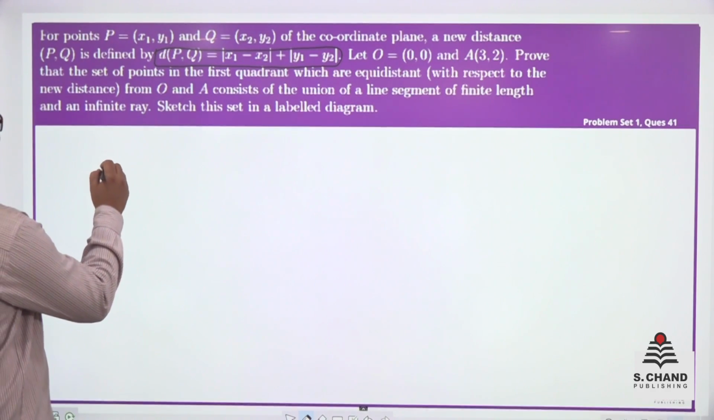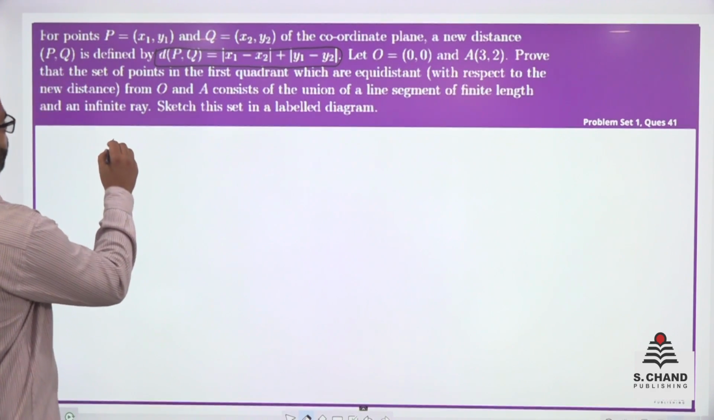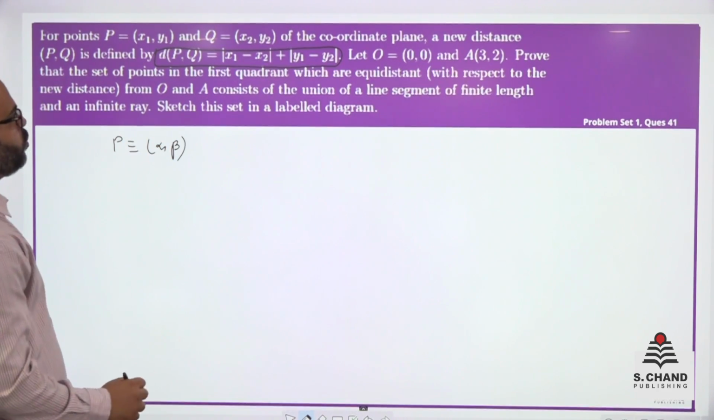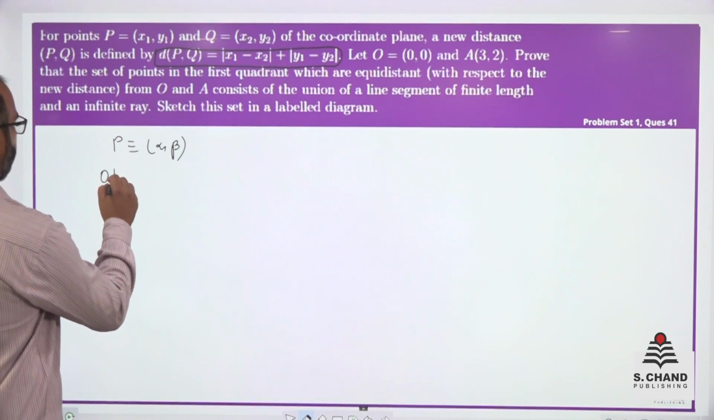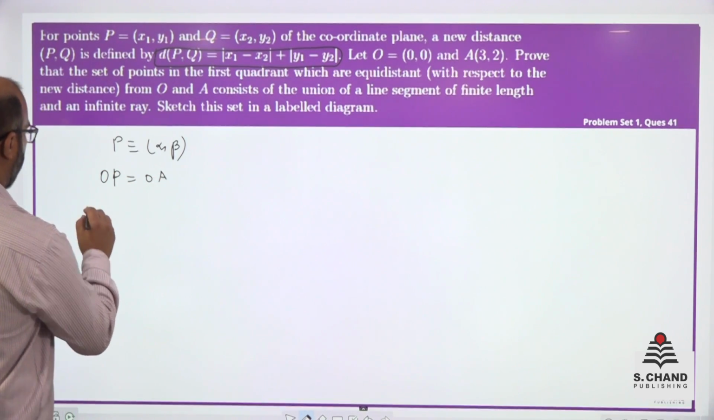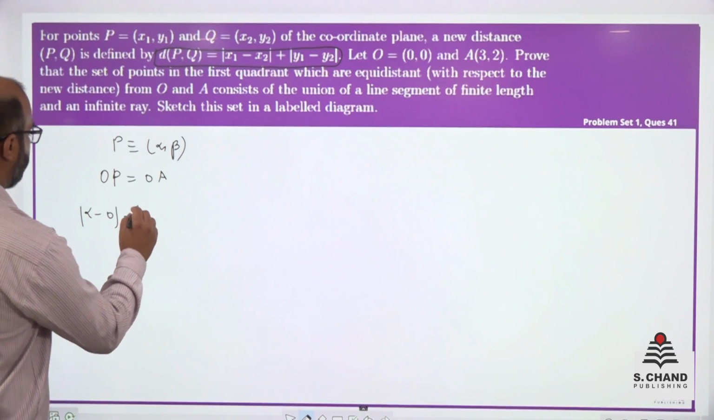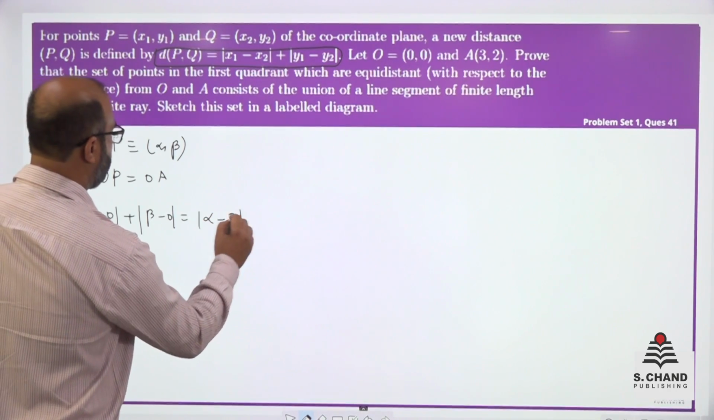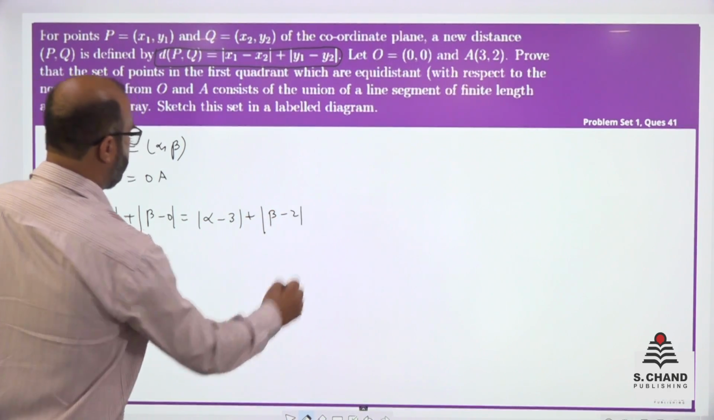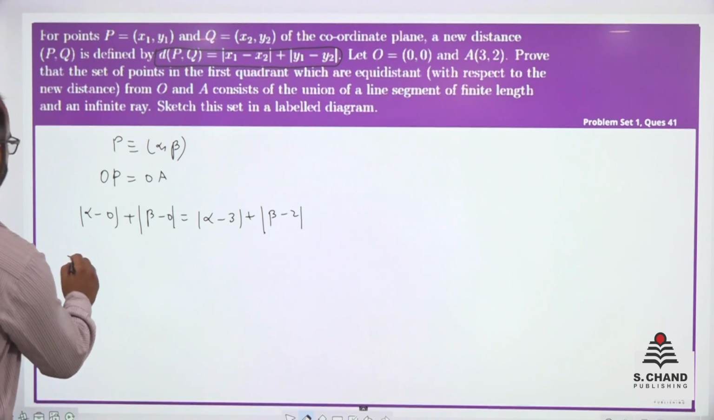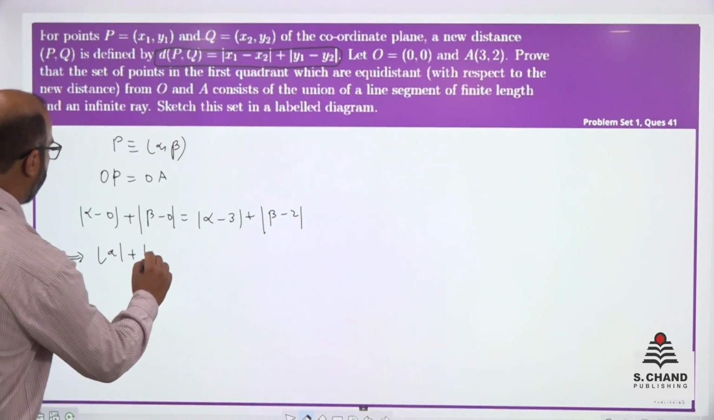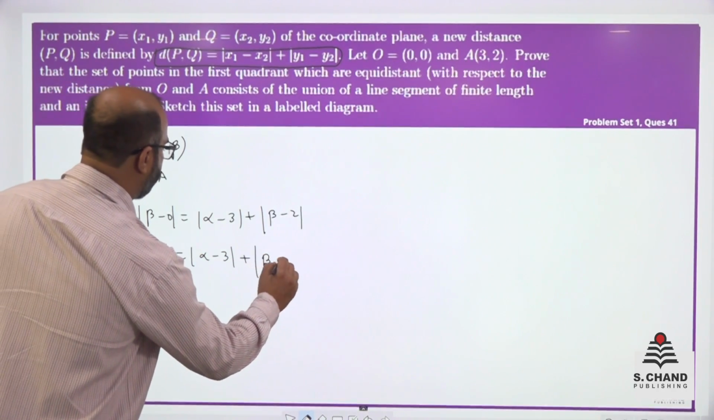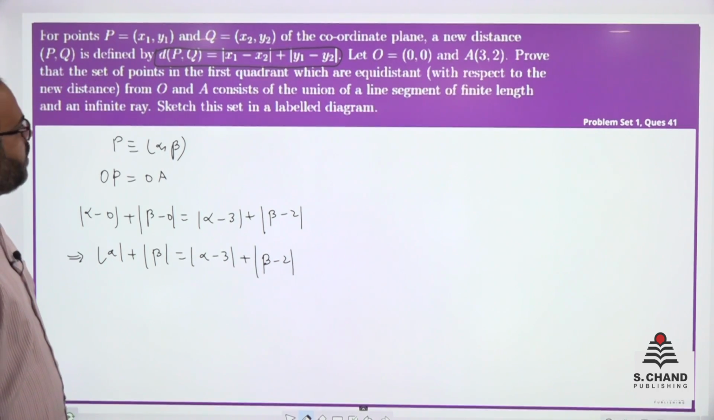So when we find the equidistant points, let that point be (alpha, beta). So OP and OA are the same, equidistant. So |alpha - 0| + |beta - 0| = |alpha - 3| + |beta - 2|. This is how we will define it. This implies |alpha| + |beta| = |alpha - 3| + |beta - 2|.